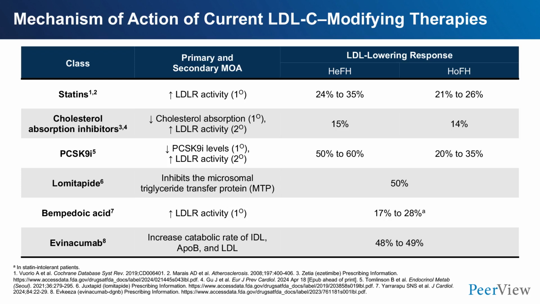Lomitapide inhibits this microsomal triglyceride transfer protein, or MTP, and it has roughly about a 50% reduction of LDL. Bempedoic acid, which recently became approved, also increases LDL activity. It's kind of like a statin, but it's a prodrug until it gets into the liver, where an enzyme activates it in the liver to do its job of reducing cholesterol metabolism and also increasing the LDL receptors, and it lowers LDL by 20-30%. Evinacumab works by increasing the catabolic rate of IDL, ApoB, and LDL. And like lomitapide, it lowers LDL to about 50% in both groups.